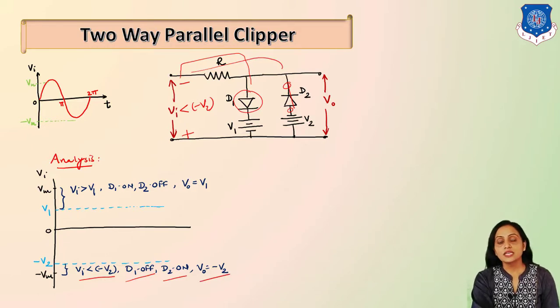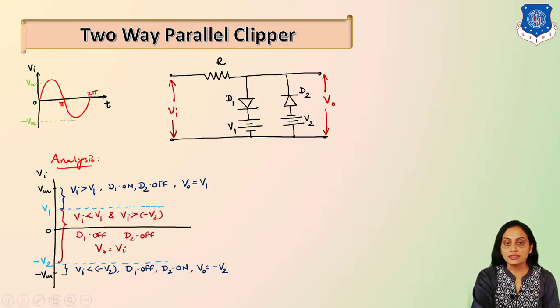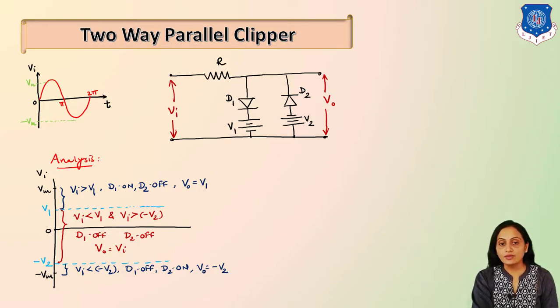We will see this in detail with the equivalent circuit also. So now the third case, where we are considering that the input voltage is lying between these two ranges, which is less than V1 and greater than minus V2. Then what happens? The input voltage, that is the voltage acting over here at D1, is less than V1.